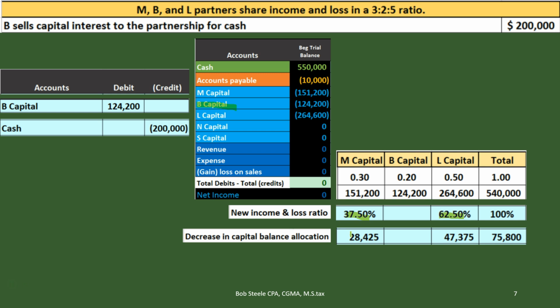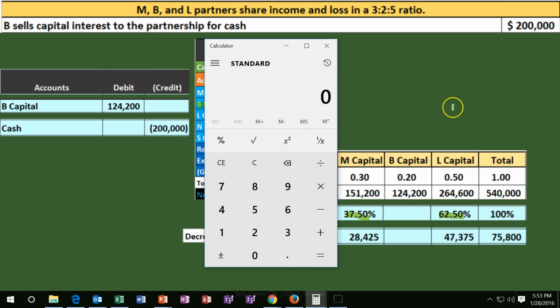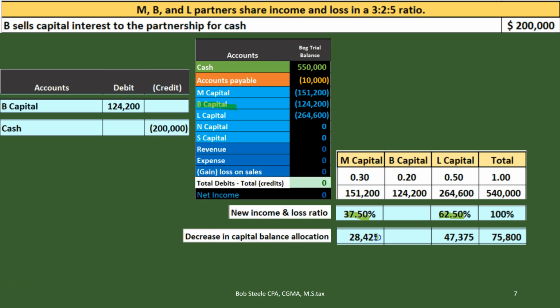So now we're going to allocate this difference. So that difference being the 200,000 cash received minus the capital account to take them off the books, 124.2, and that's the 75.8, and we're going to allocate it times the 0.375 to M, and that's going to give us the 28,425. And then we'll do the same thing over here.